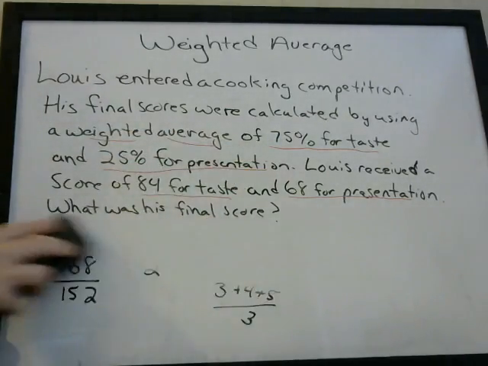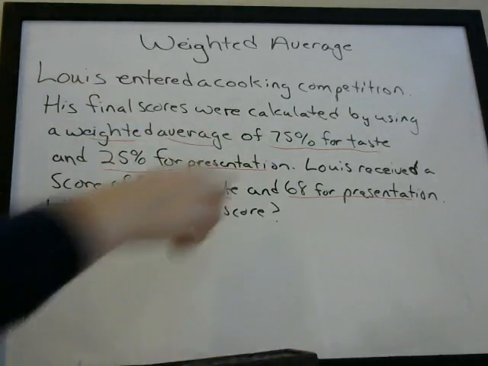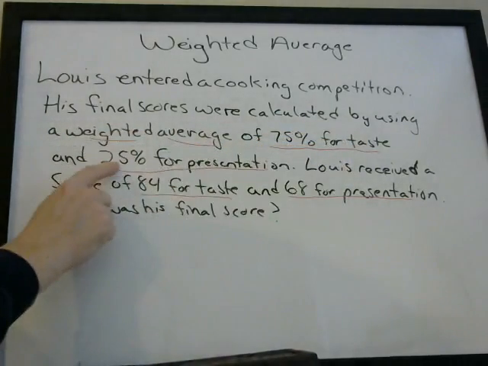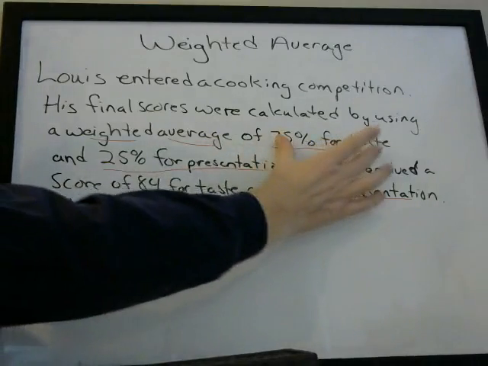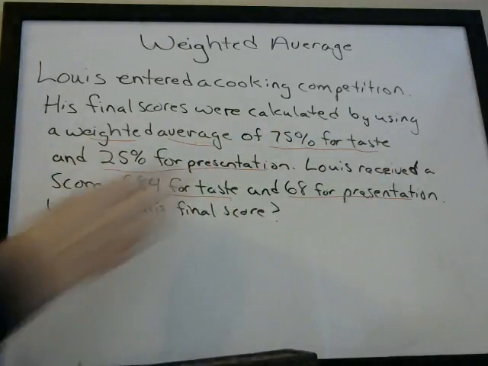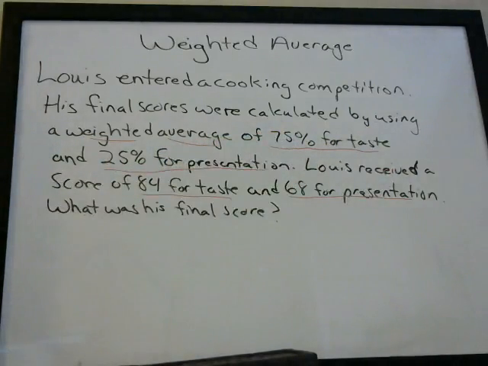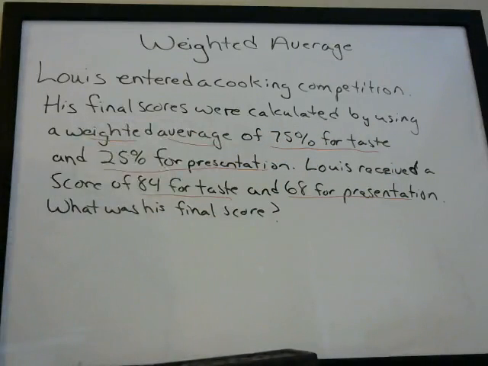Here we're saying that 75% of your score will be based on taste. 25% will be based on presentation. So taste is much more important than presentation, because this counts for 75%. The way that you're going to solve this is, first, the concept you have to know is how to change percentages to real numbers or decimal numbers.